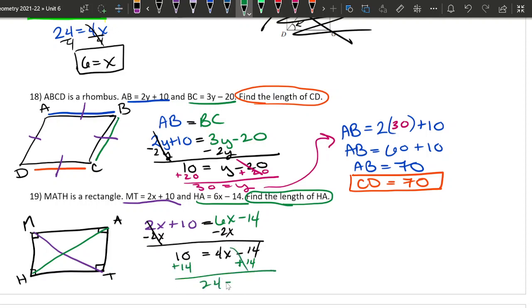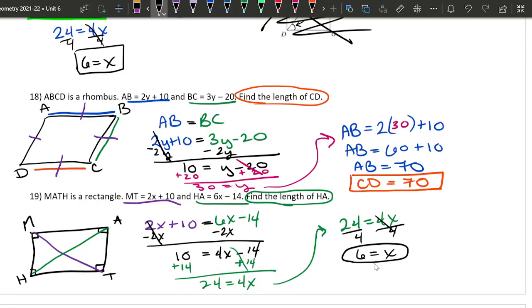So 24 equals 4x. I have to move this up here. Okay, and then divide by 4. So 6 equals x. So x is 6. It did not ask me for x. It says find the length of HA. And it doesn't matter which diagonal I solve for because I know that they are congruent, but I'm going to go ahead and go with HA because that's what it says.